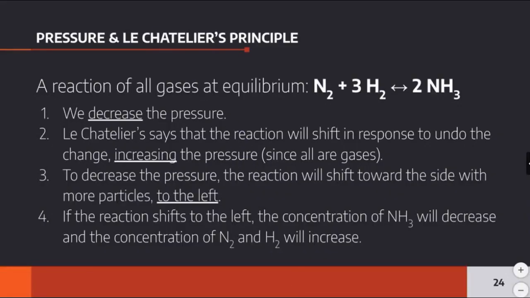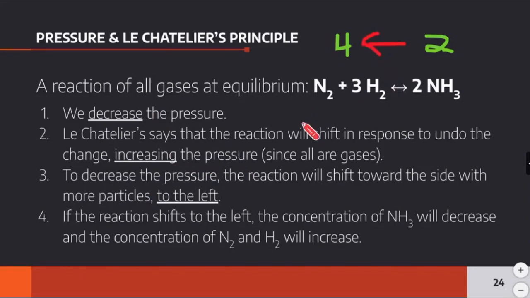So similar situation. Since we're changing the pressure, we're going to write out how many particles are on both sides. We know this one is 4 because it's 1 plus 3, and this one is 2, as we've already seen. So we decrease the pressure. If we decrease the pressure, Le Chatelier's is going to cause the reaction to shift to undo our change, to increase the pressure. If it wants to increase the pressure, it's going to shift to the side that has more particles. And more particles, 4 versus 2, so it'll shift towards the more particle side.